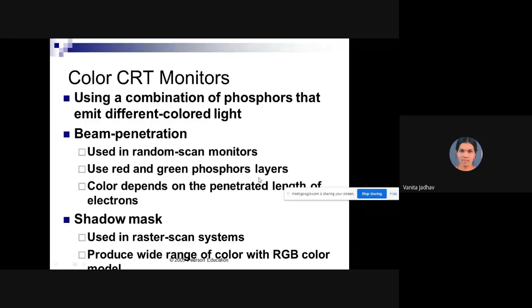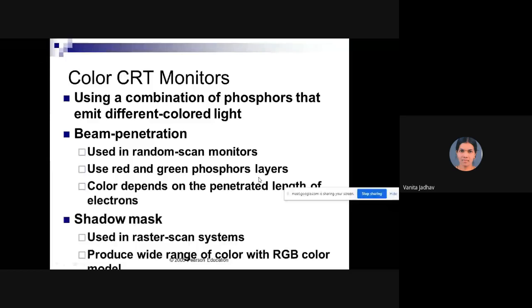It is almost the same as a CRT monitor, because it is a CRT monitor. So the working of the CRT monitor will be the same, whatever we discussed in the last lecture. It works in the same fashion, but it takes the help of colors. So again, two techniques are used by the color CRT monitor. The first technique is called the beam penetration technique, and the second technique is called the shadow mask technique.